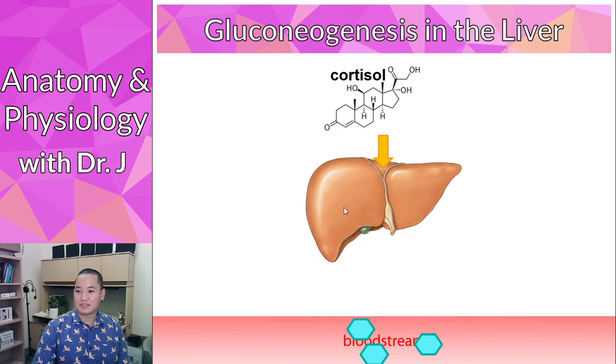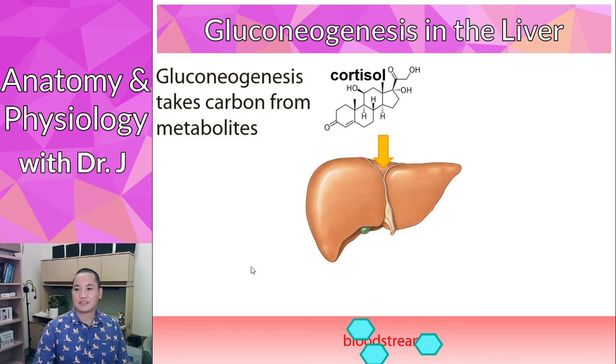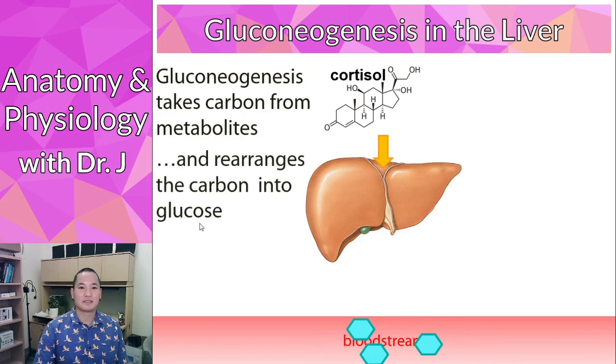All right, so what does the liver do? It made all these new glucose molecules, so you dump it into the bloodstream. So this is what gluconeogenesis basically does. You take carbon from all these metabolites and organic compounds in your body, and then rearrange that carbon into the 6 carbon structure called glucose.